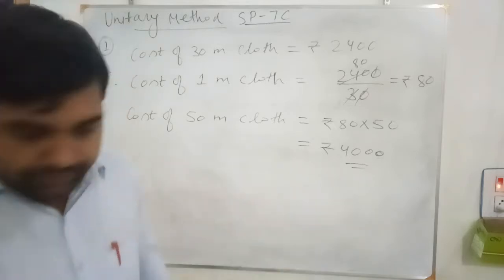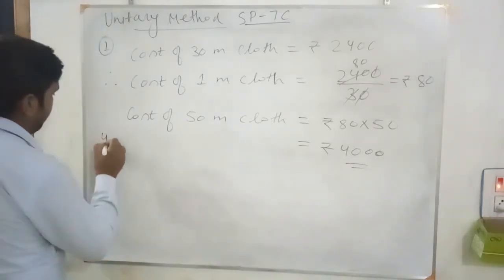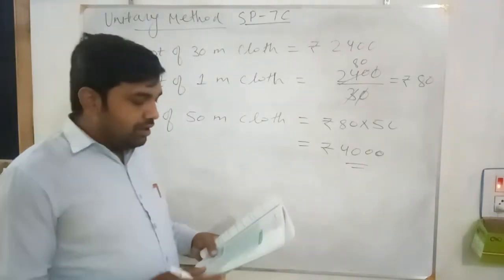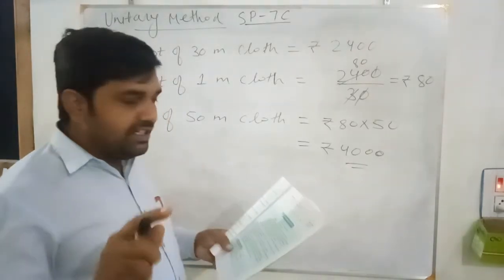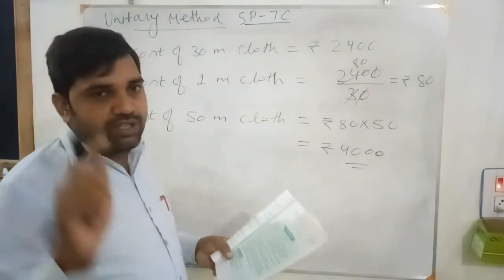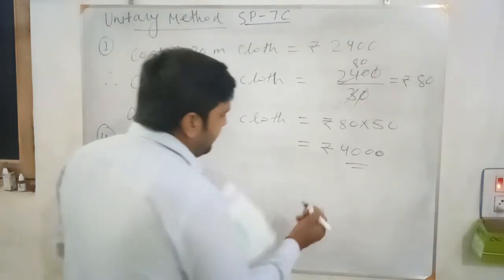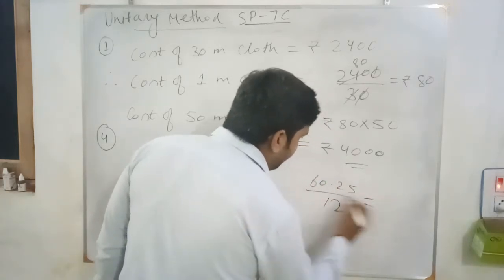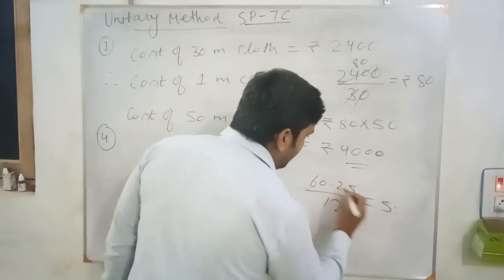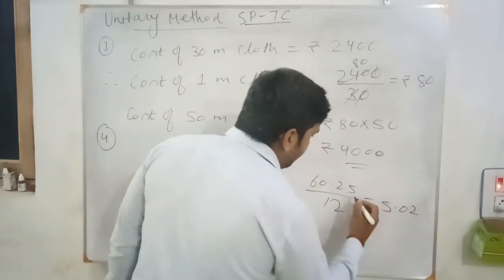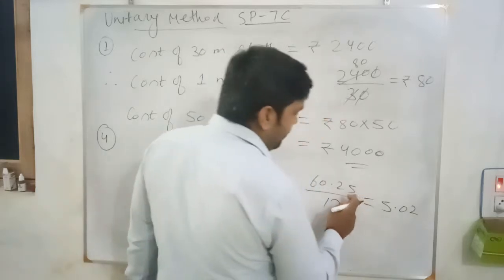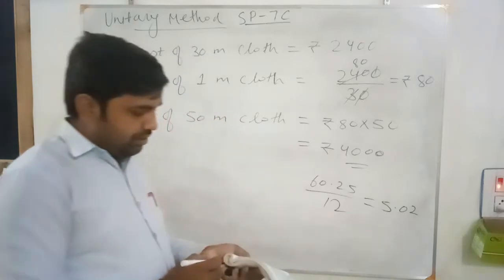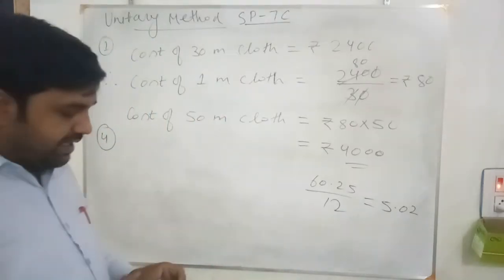Now see the question. What we have discussed in question 3, a dozen means 12. So the cost of 12 articles is rupees 60.25. The cost of one article is 60.25 divided by 12. So when you divide, what do you get? 12 5s are 60, decimal, 12 zeros are 0, 12 2s are 24. Now 10, again 12 zeros are 0. So you will get here 5.02. So the cost of one article is 5 rupees 2 paise.